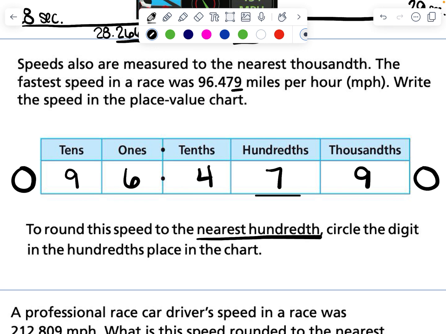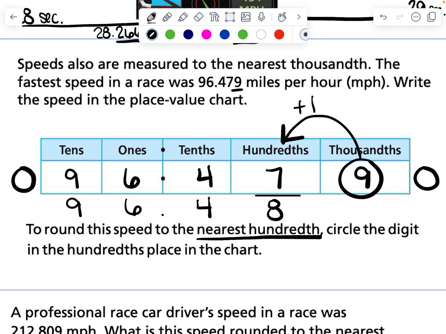Find your number, look right next door. I know that these digits in front of my rounded place will stay the same, but this 9 tells me to add one more. I can put in an empty place value position, but it does not change the value of the digit that I rounded.